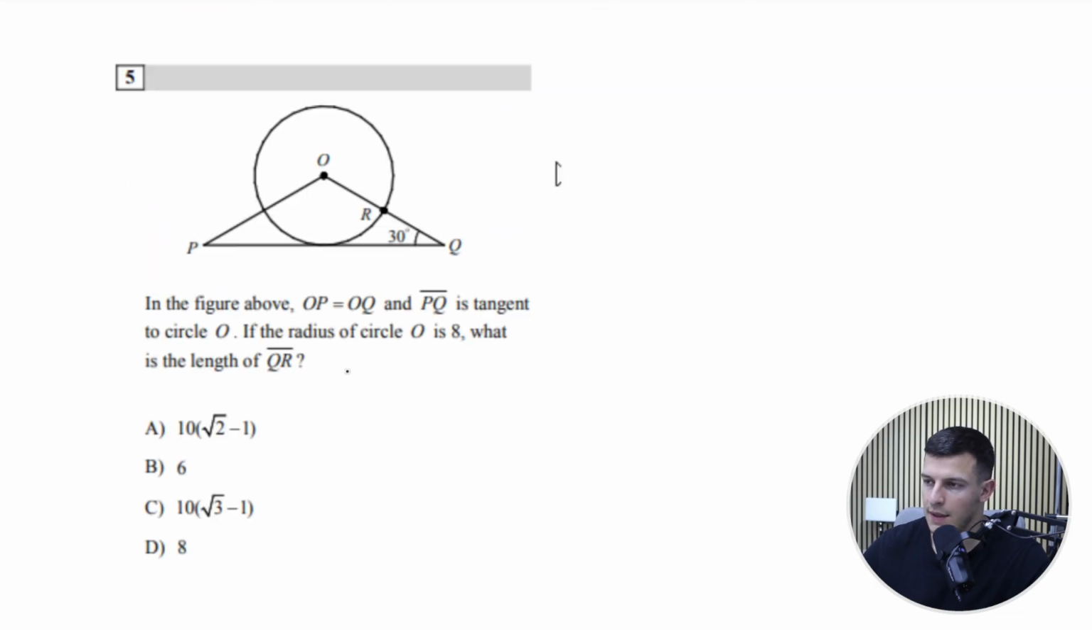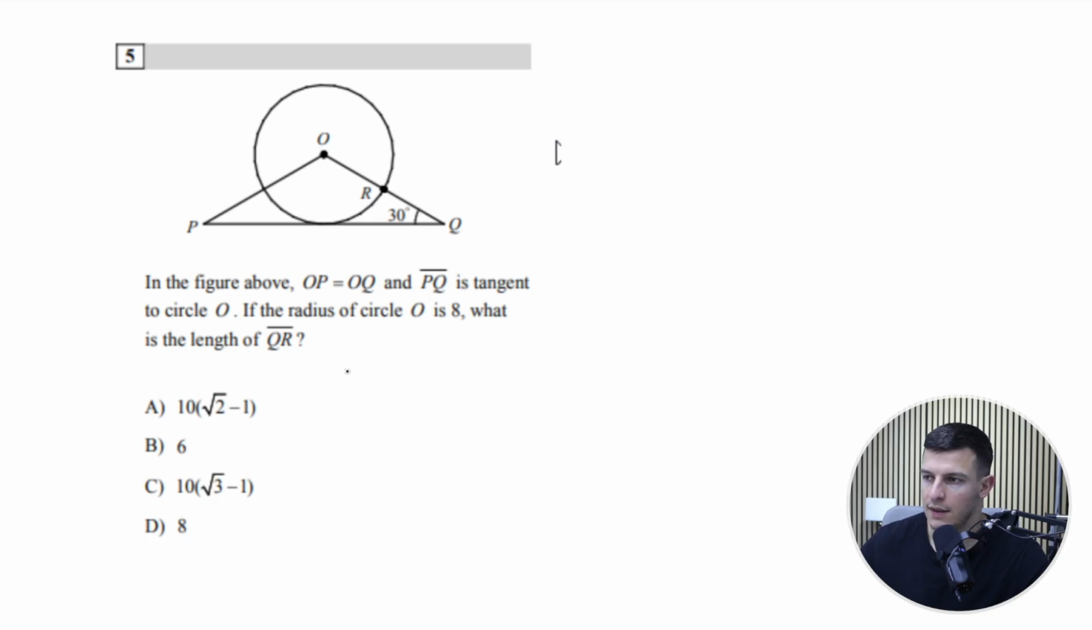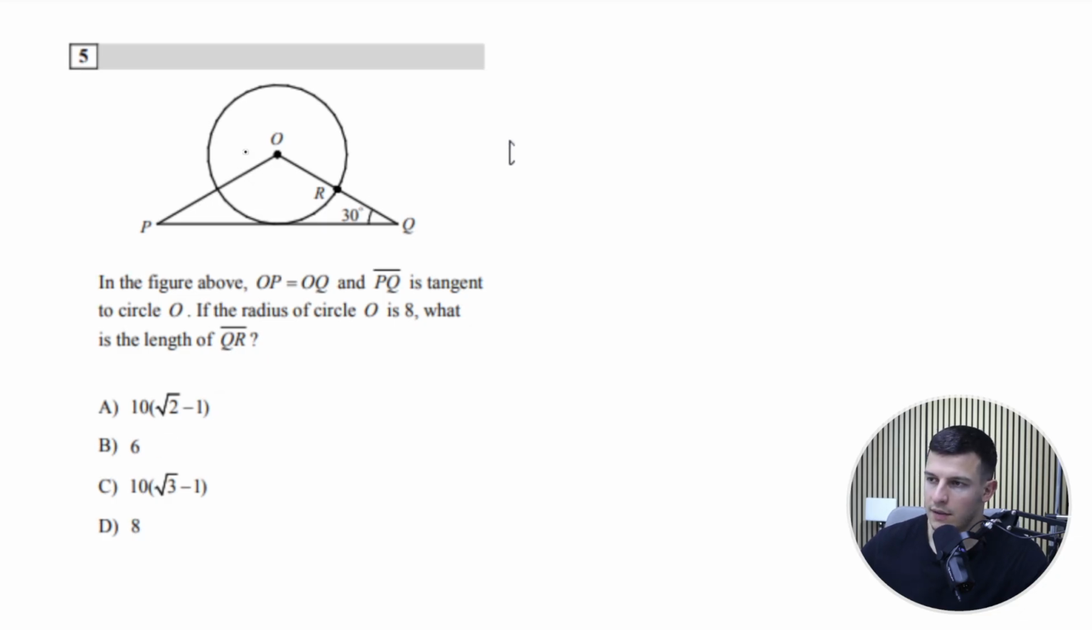In the figure above, OP equals OQ. Again, the sides are equal, which means this is an isosceles triangle. Right? So this is 30. That means this is also going to be 30, which also means this is going to be 120. I might not need it, but I just like doing it. Also, I like doing it so that students can get used to the fact that there's a lot of information you can usually find in geometry from whatever is given to you.